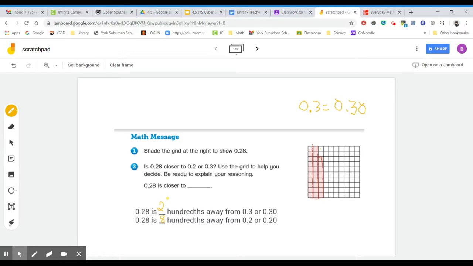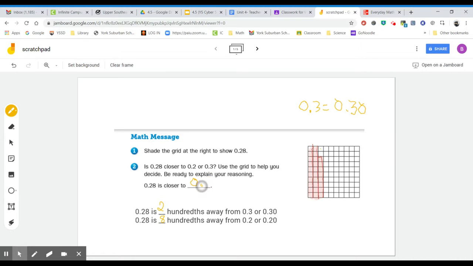Okay, so which one is 28 closer to? Well, since I only had to add 2 hundredths to get to the 3 tenths, it's only 2 hundredths away. So I know going 2 is closer than going 8. So 28 hundredths is closer to 3 tenths.